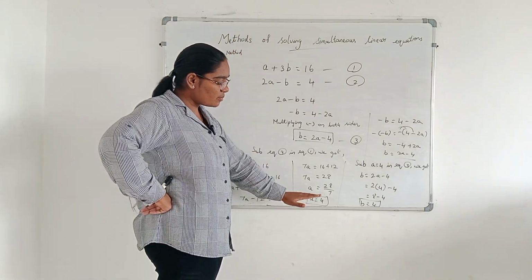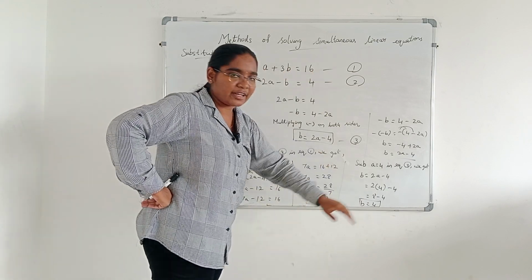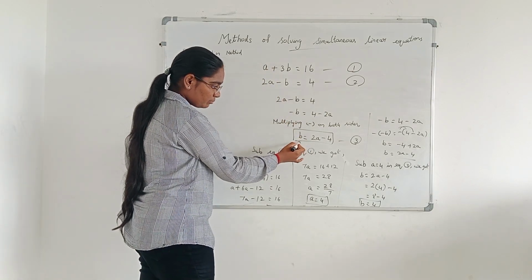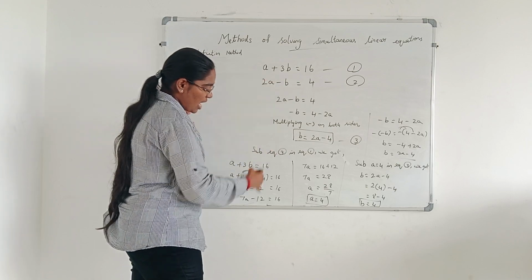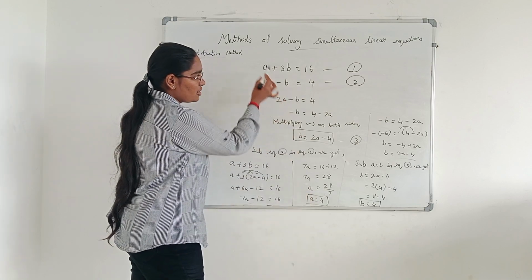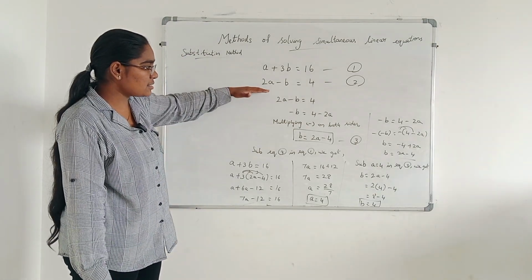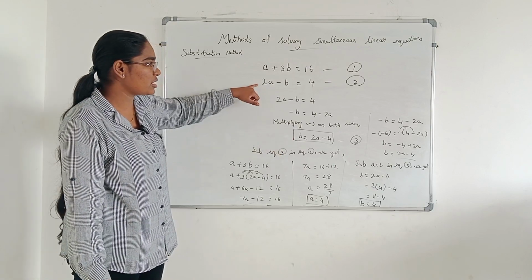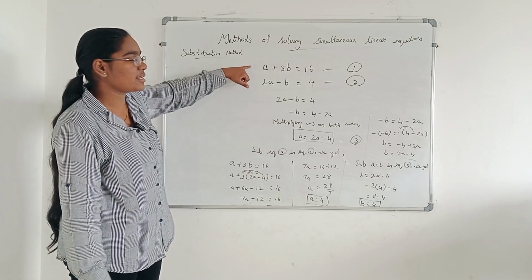By using that value, you have to substitute it in the other equation and find the other value. First we found the value of variable B, and we substituted it in equation 1 and found the value of A. Next, by using this A in either equation, you can find the value of B. Since I got the value of B from this equation, I should not substitute it in this equation itself. I have to substitute this value in the other equation only.